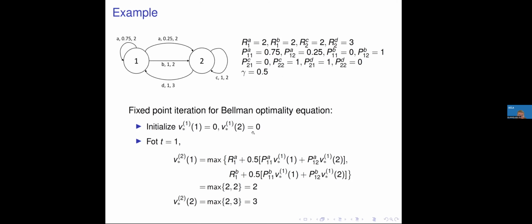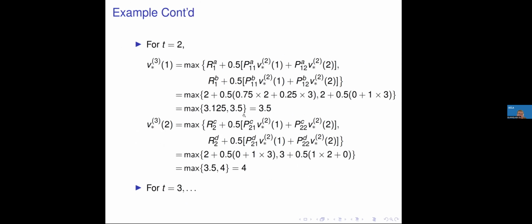Because at initialization, these two are 0, so these 4 quantities all equal 0. So V2 of 1 actually equals R1A, which is equal to 2. And the other one, R1B, is also equal to 2. If you take the maximum, then it's still equal to 2. And similarly, this V star of 2 at step 2 equals 3. So this is after 1 iteration. And let's do another iteration.